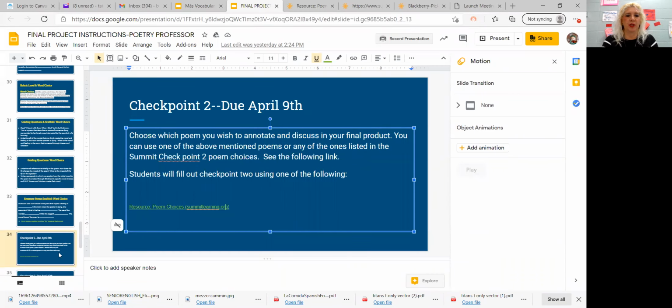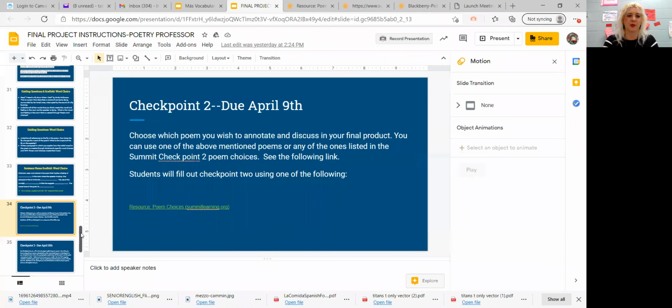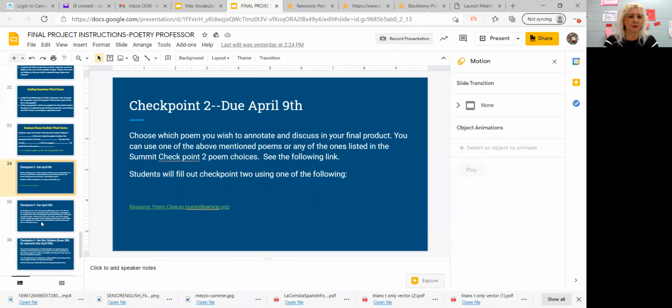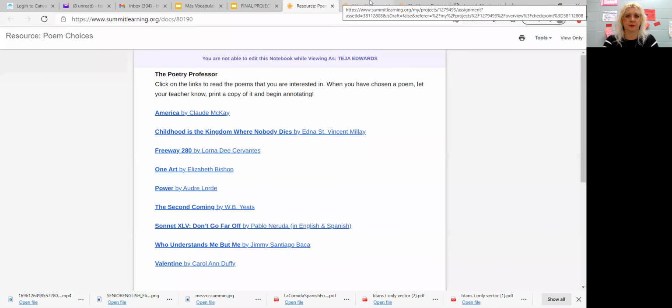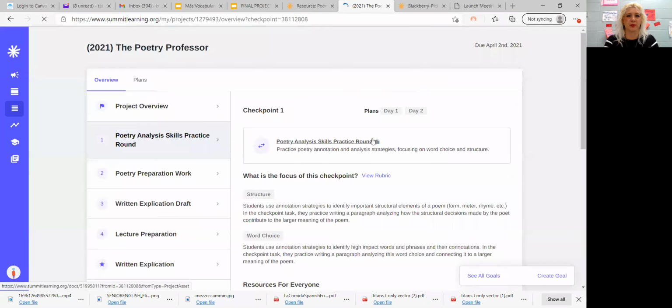Now we're going to do checkpoint two by using a poem. All right, you got to pick one. You got to start analyzing it. You got to start annotating, okay? This is where your highlighting comes in. All right, so let's go look and see what checkpoint two looks like. Oops, let me get back over here. All right, so hopefully I'm not losing you on all this switching here. I'll stop here in a minute.